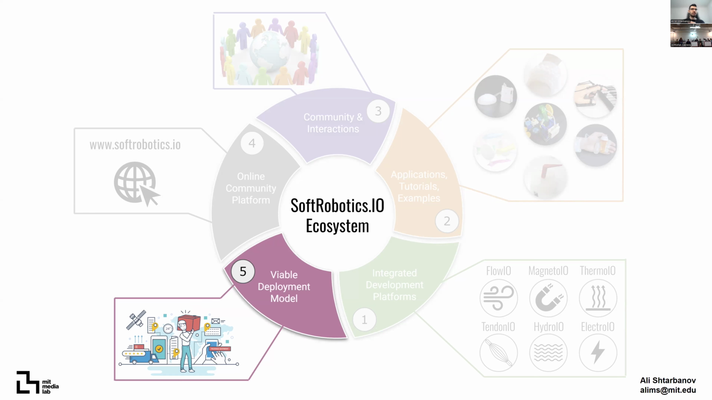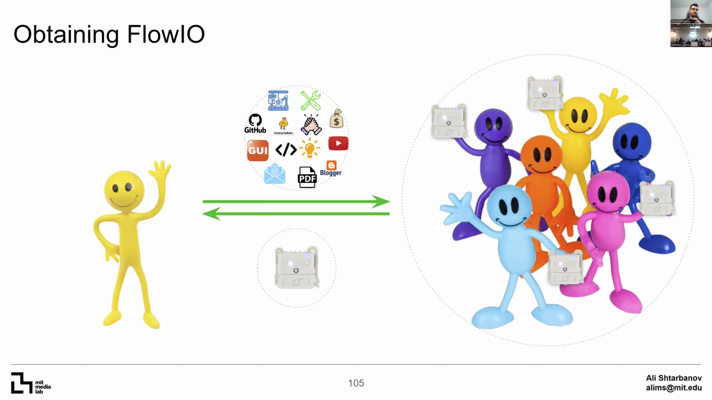FlowIO is an expensive device, and most people cannot afford to buy it. Therefore, to democratize this technology, I came up with a deployment model where one can obtain FlowIO regardless of their financial situation. I introduced a hardware sharing program where people can obtain FlowIO free of charge for a limited time in exchange for some type of contribution that benefits the ecosystem.